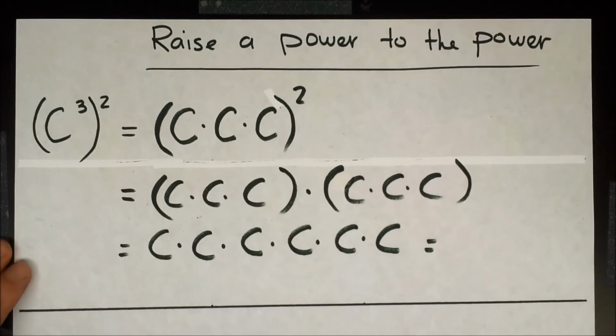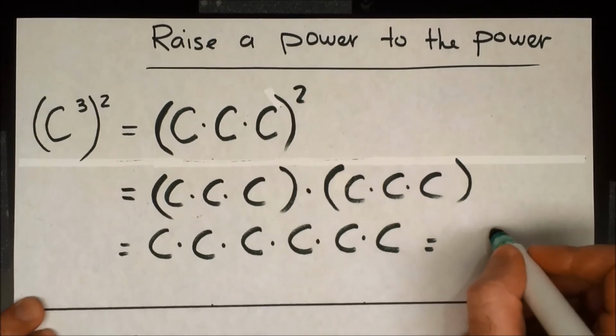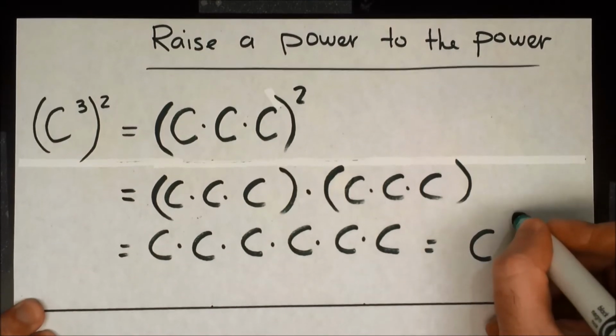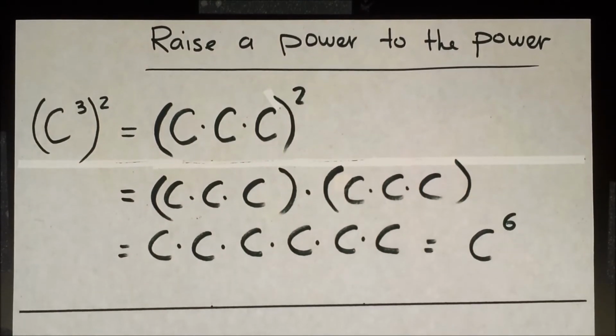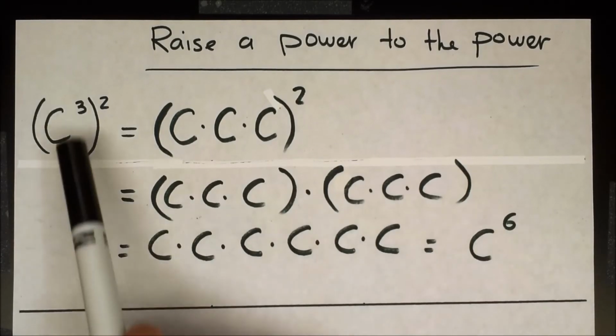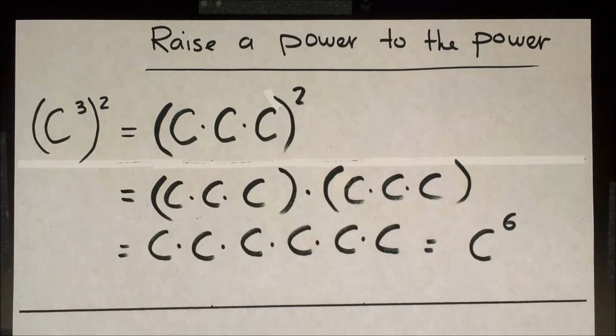So in the end, what do we end up with? What do we have? That we have c being multiplied against itself 6 times. And can't we write that as this? We can. So how did we get a 6 out of 3 and 2? What operation did we use? If you said multiplication, you're absolutely correct.